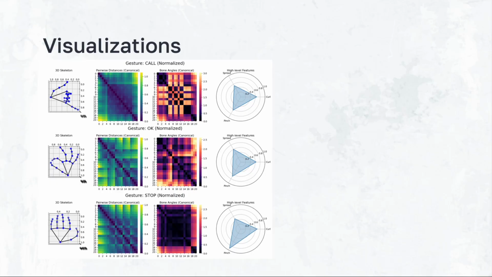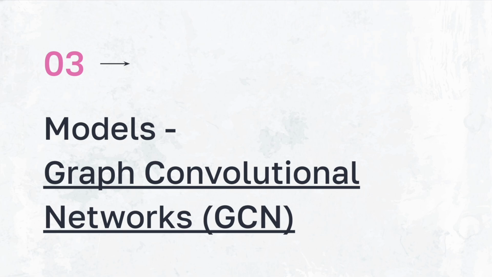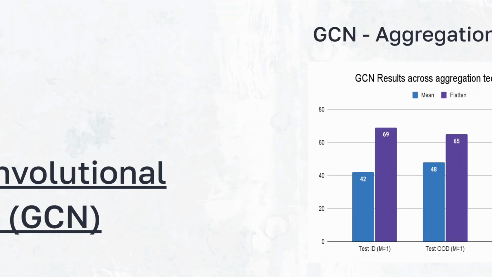Some notable examples are for call, the index, middle, and ring finger having small pairwise distance between the different joints. And for the stop gesture, the bone angles are mostly 0, and pinch is 1 since all fingers are mostly straight. The graph convolutional networks, that is our first attempt at using the graph structure with deep learning.